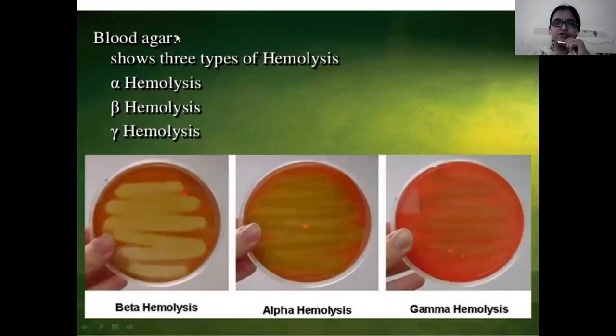Next, blood agar. It shows three types of hemolysis. Hemolysis means, hemo means blood, lysis means breakdown. It is breaking down the blood cells.